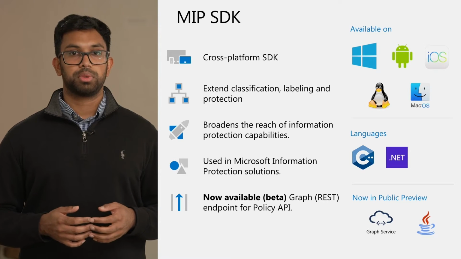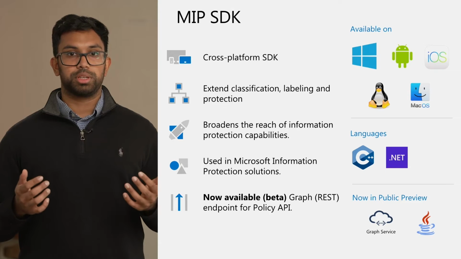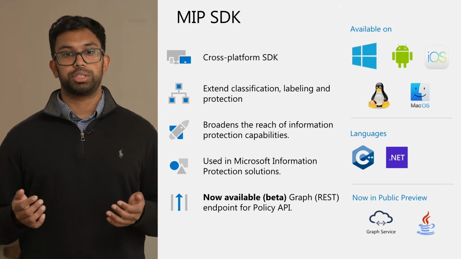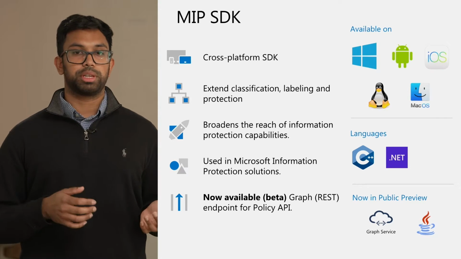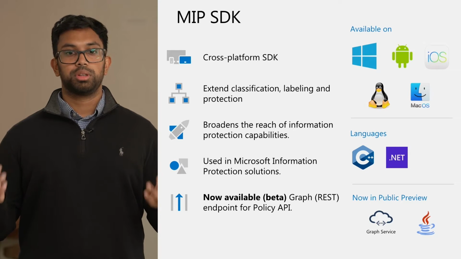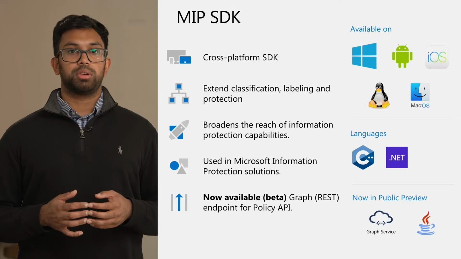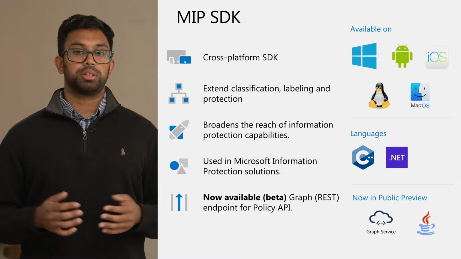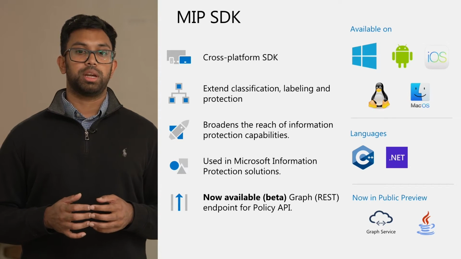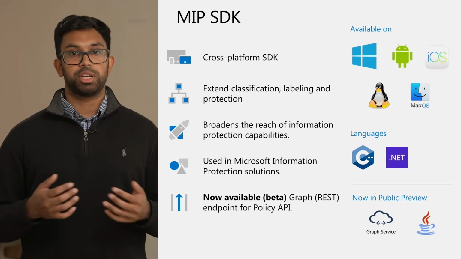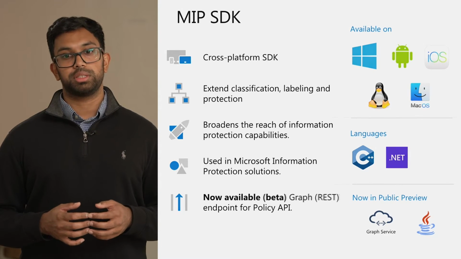The MIP SDK is important because you can extend classification, protection, and labeling capabilities to the different line of business applications you may have. You can also broaden the reach of these information capabilities as a result and meet a lot of your different customer and business use cases overall.